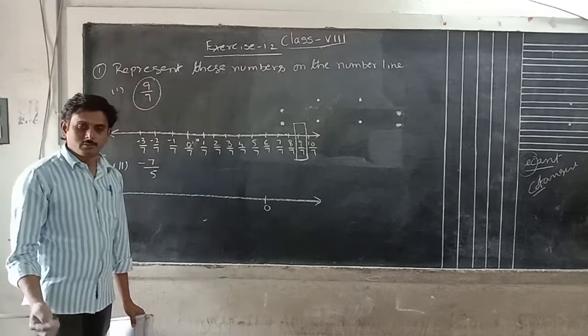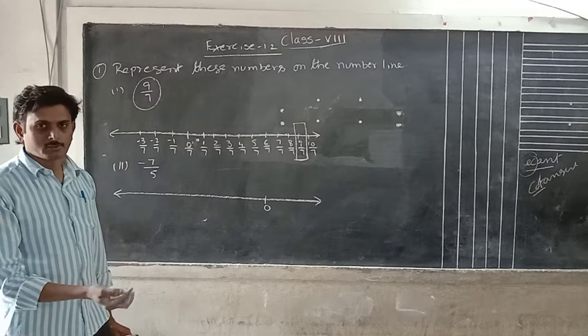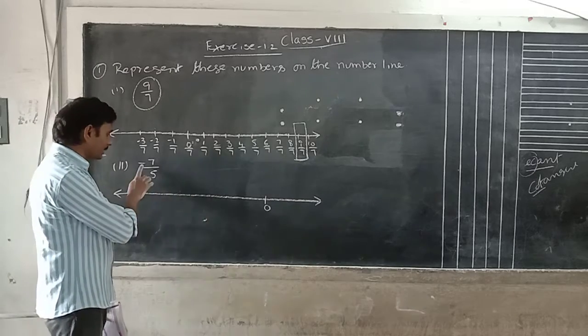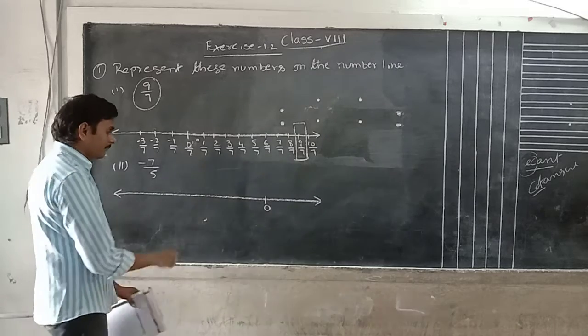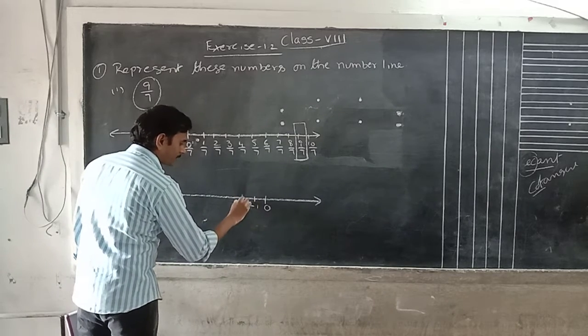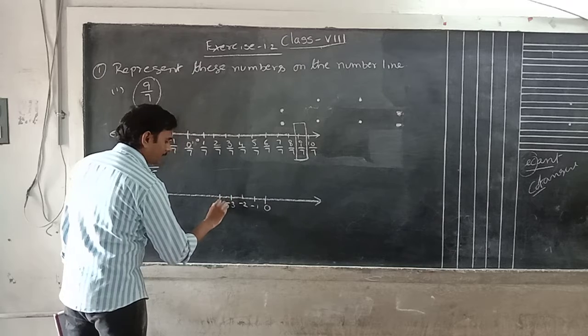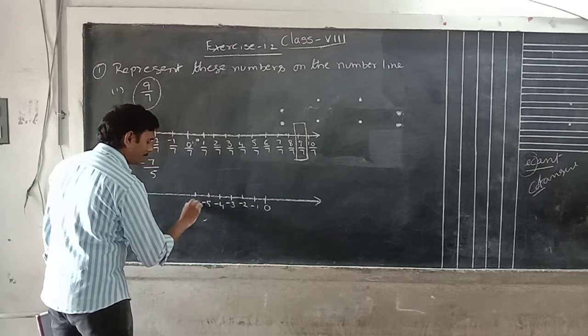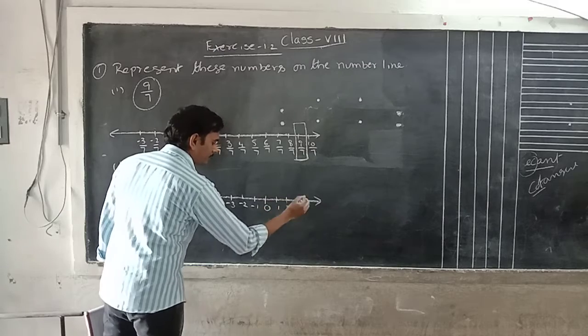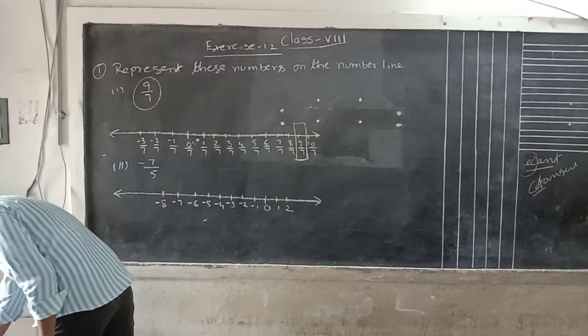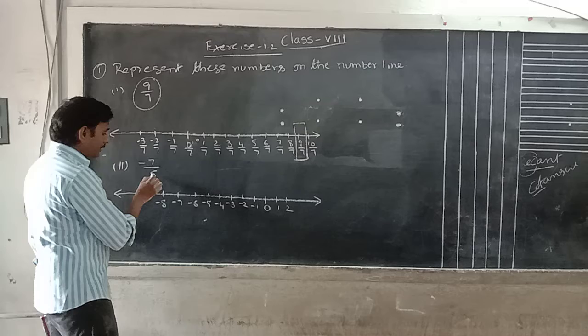For positive numbers, fewer numbers are needed. But for negative numbers, up to 7 you compulsorily have to write. That means up to -8. -1, -2, -3, -4, -5, -6, -7, -8. On this side we can write 1, 2.